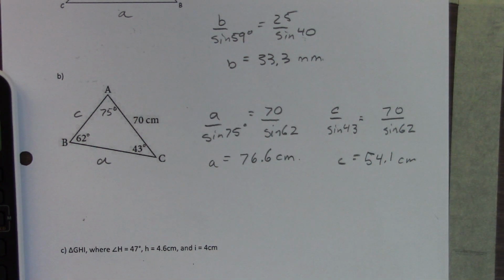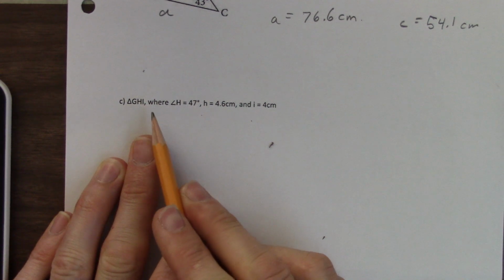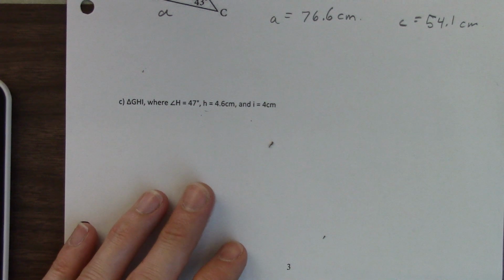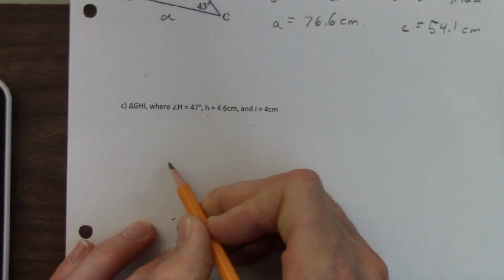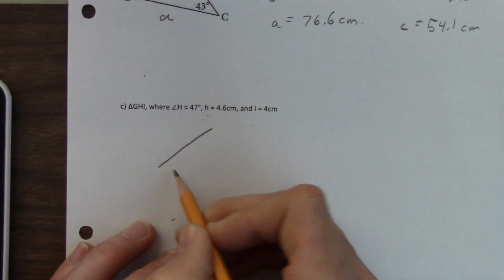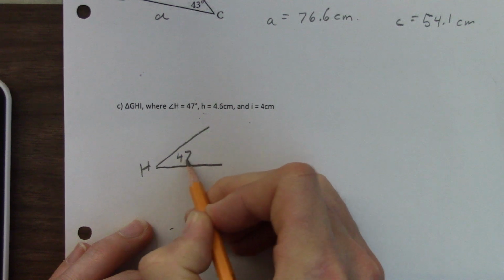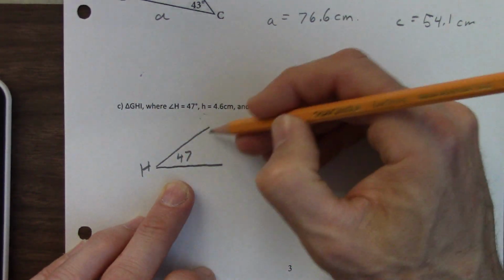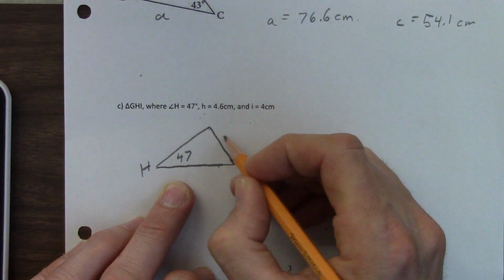Any questions? Super easy. Triangle GHI, where angle H is 47. So the first angle we want to draw is 47. It's very close to 45 degrees. So I know 45 looks like that. So there's my angle H. It's 47. And then it says H, so that's opposite this angle, is 4.6.